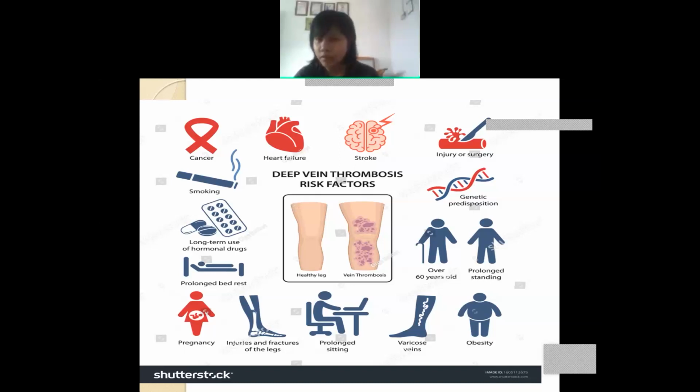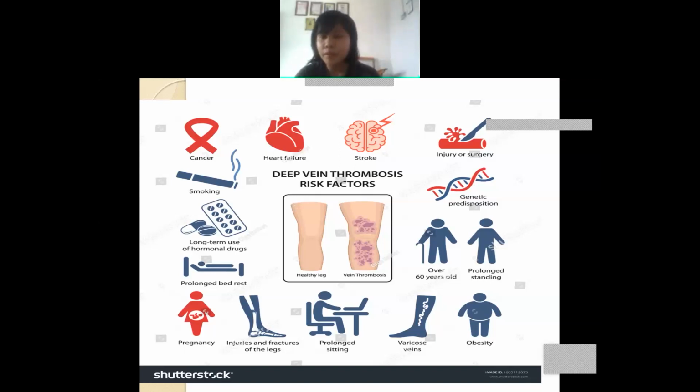Next is long-term use of hormonal drugs. If a person is taking too many contraceptive medicines, like for birth control, all those medicines, if they are taking too much, what will happen? They will be at risk of having deep vein thrombosis.